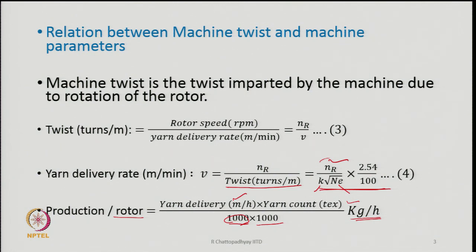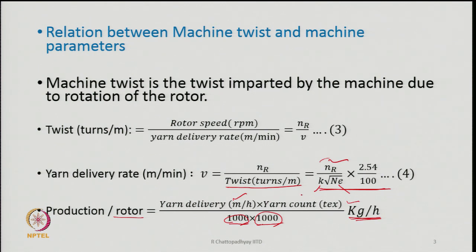And then if that is multiplied by the yarn count given in tex, it will give you the weight of yarn in gram. Now, gram has to be converted into kg. Therefore, another 1000 will be coming, divided by another 1000. That means the denominator becomes 10 to the power 6. That will give you the production in terms of kg per hour.